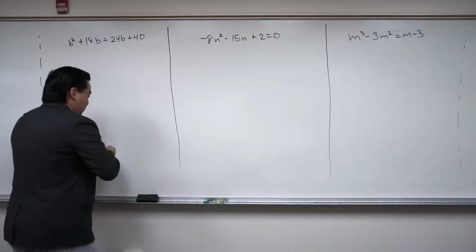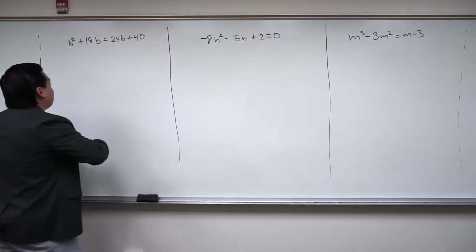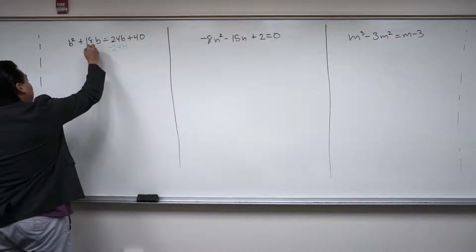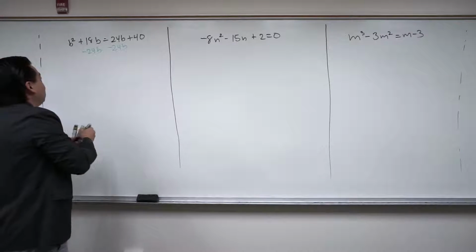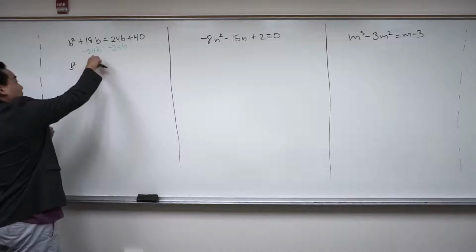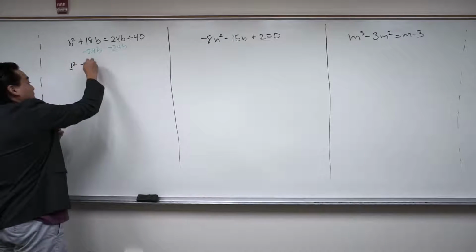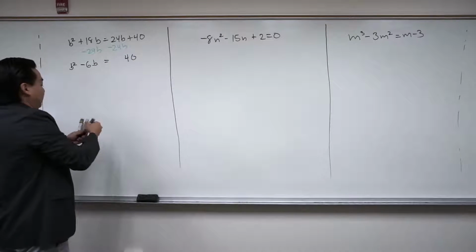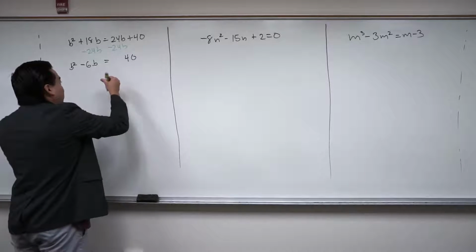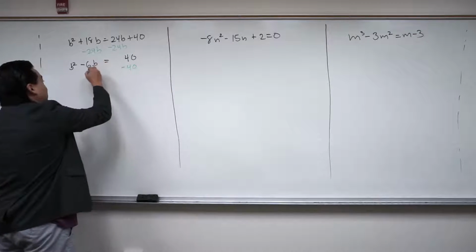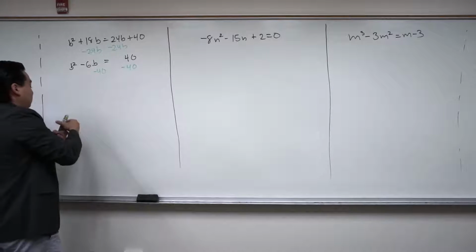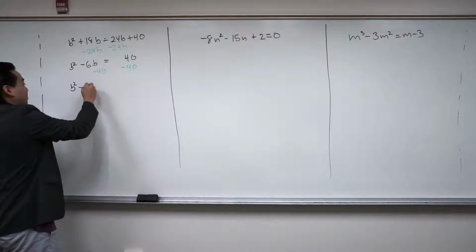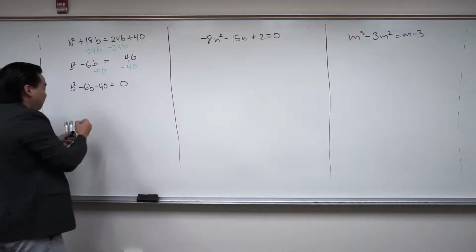So let's subtract 24b. So we get b squared minus 6b is equal to 40. And then go ahead and subtract 40 from both sides. So now we have b squared minus 6b minus 40 is equal to 0.